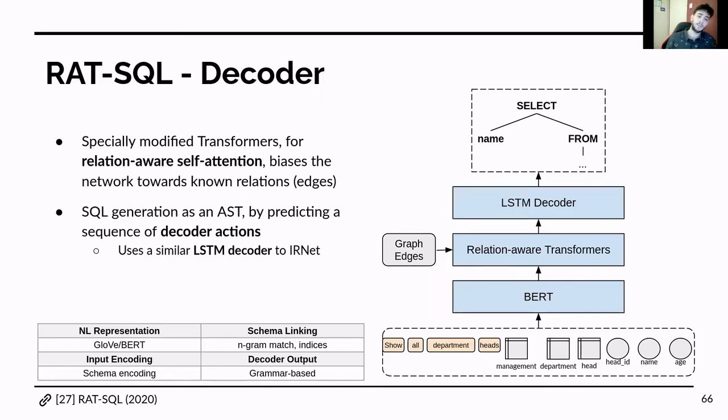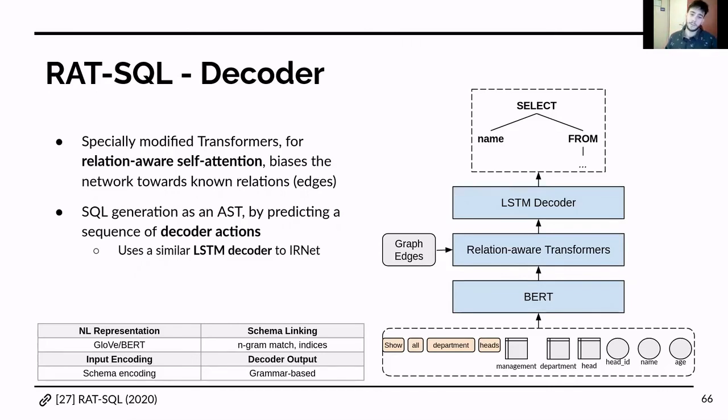And then RAT-SQL uses some specifically modified transformer networks that are called relation-aware transformers. And what these transformers do is that they are biased towards the edges that we have discovered and the edges that are present in the schema graph. So this is a way of adding all the information and all the relations that we have, so that the system can create better SQL queries.